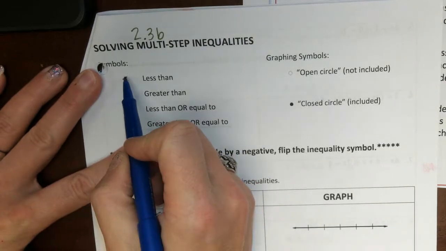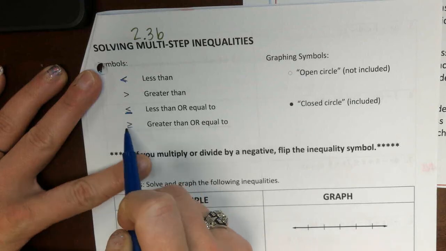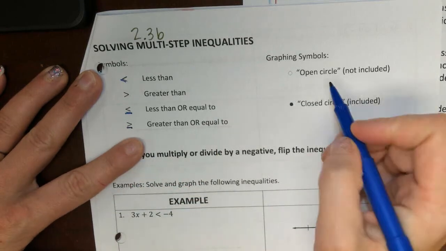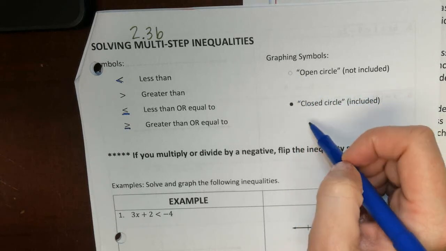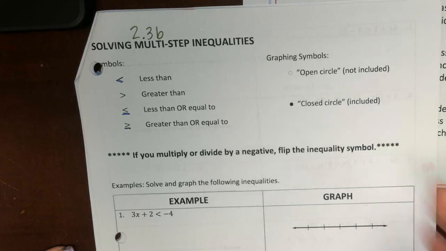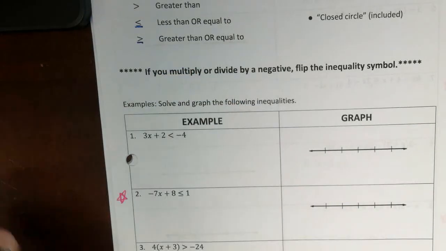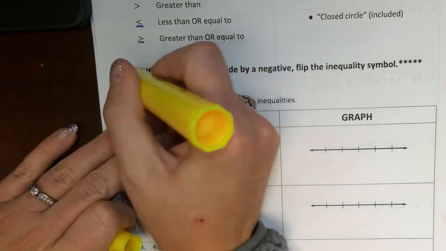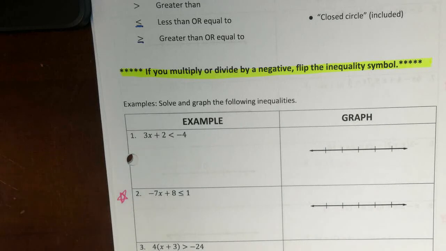Remember, less than, greater than: less than or equal to has the line, greater than or equal to has the line. When you're graphing, if it's just less than or greater than, you have an open circle. If it's equal to, you have a closed circle. And then this is a huge rule right here. This is the only thing that's different from equations. When you divide or multiply by a negative, you have to flip the inequality symbol.